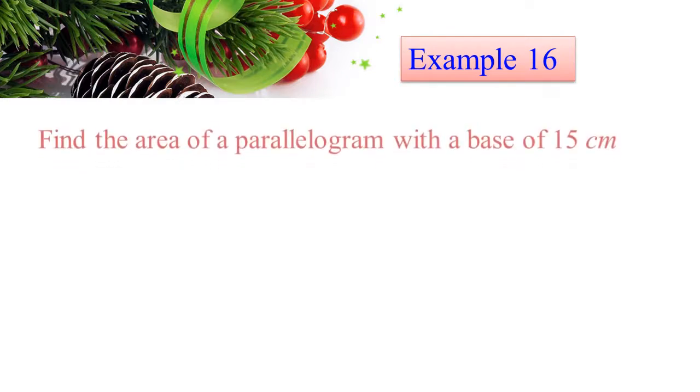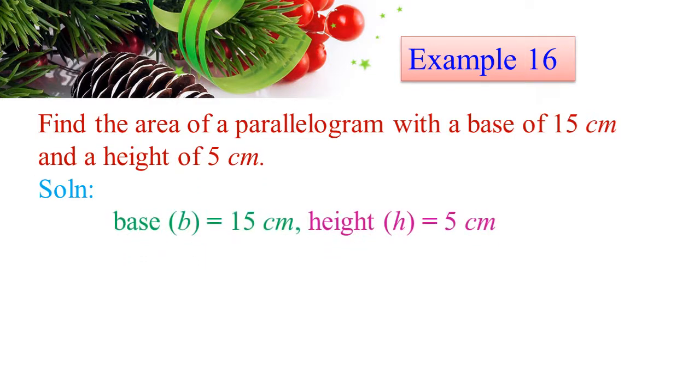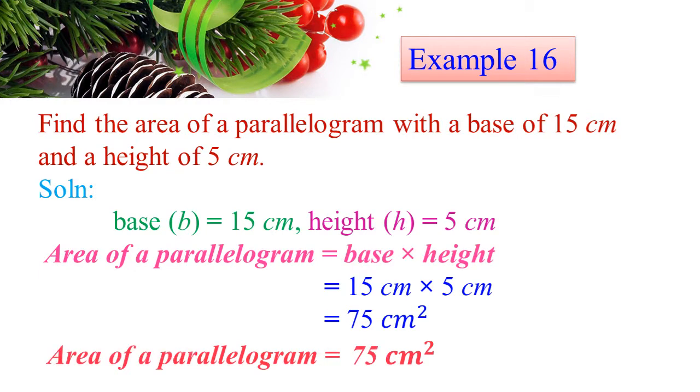Let's see example 16. Find the area of a parallelogram with base of 15 cm and a height of 5 cm. Let us find the solution. Here given base 15 cm, height h 5 cm. Area of a parallelogram formula: base into height. So we substitute the values. We get 15 cm into 5 cm. Now we multiply the values: 75 cm square. Therefore, area of a parallelogram equals 75 centimeters square.